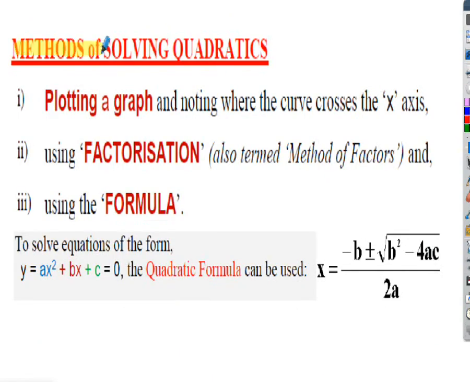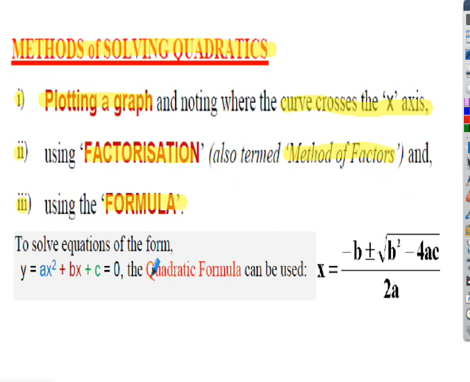So there are various methods of solving quadratic equations. Firstly, we could plot the graph as shown on the previous slide and note where the curve crosses the x-axis. That will find the roots for us. We could also use something called factorization, or method of factors, which we're going to look at in a moment, and also we could use the quadratic formula. Again, we'll look at that one later on.